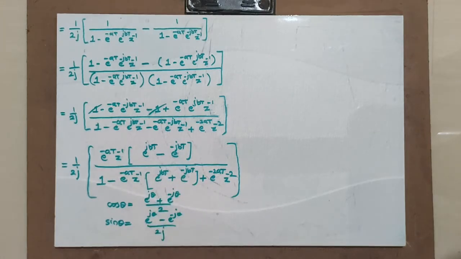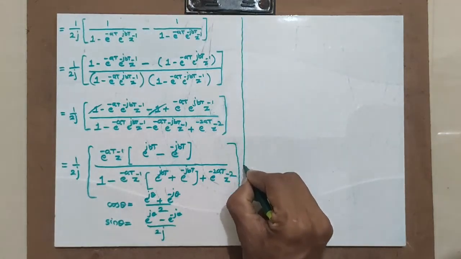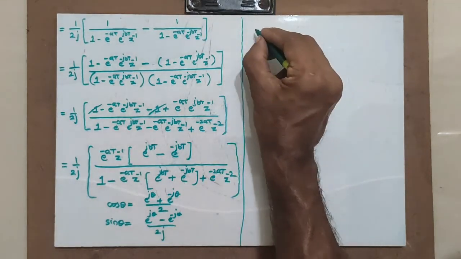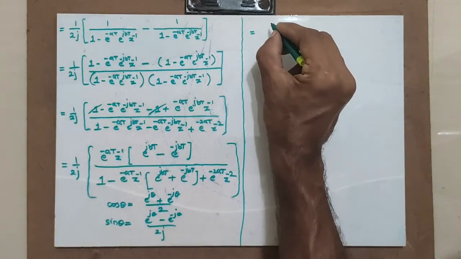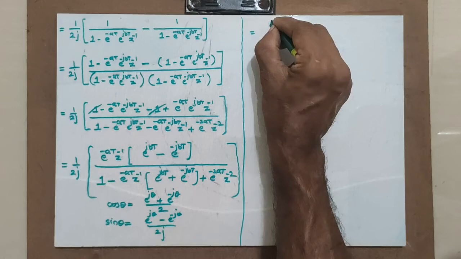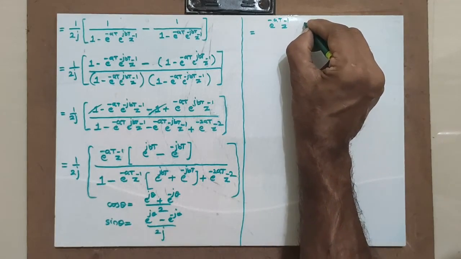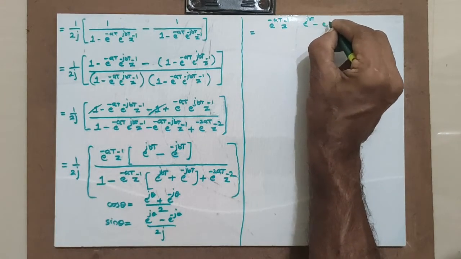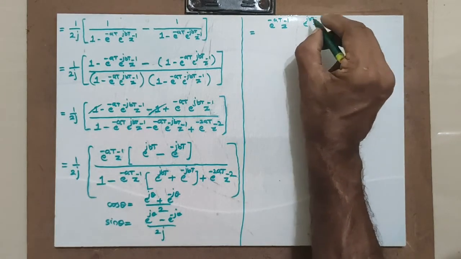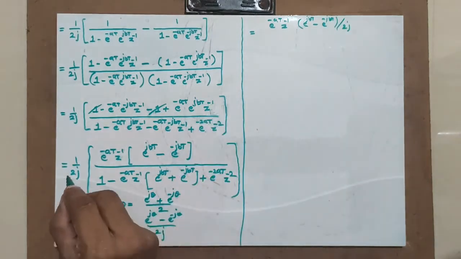Hence I will go ahead here. I will just take this 2j to this point, that is equal to e raised to minus aT, z raised to minus 1, times e raised to jbT minus e raised to minus jbT divided by 2j. From where did this 2j come? This 2j came here.